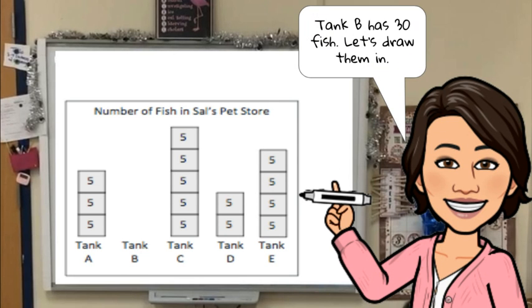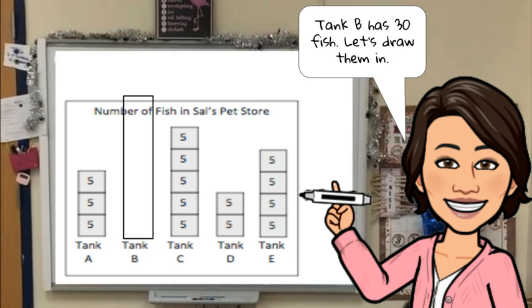Okay, so yesterday, think about we did our tape diagram. And I have a little tape diagram for you right here. It's called Number of Fish in Sal's Pet Store. All right. So the first thing I notice is tank B is empty. There aren't any fish in tank B. So let's go ahead and draw 30 fish into tank B.